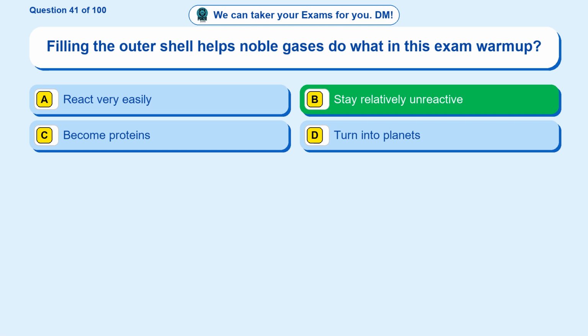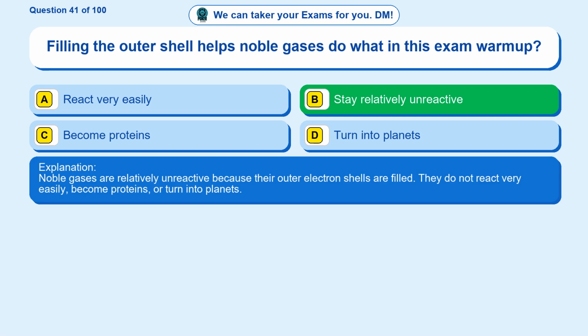Stay relatively unreactive. Noble gases are relatively unreactive because their outer electron shells are filled. They do not react very easily, become proteins, or turn into planets.